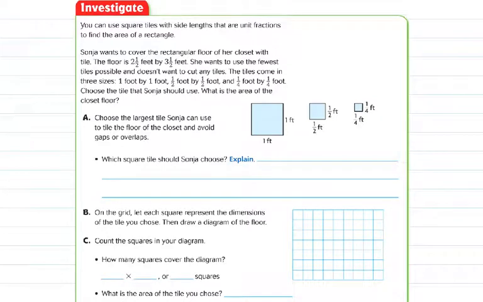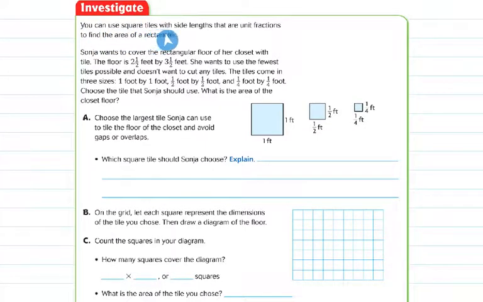Students, in lesson 7.10, we're going to work on area with mixed numbers. Our essential question that will guide us will be, how can you use unit tiles to find the area of a rectangle with fractional side lengths? So, we're going to start with our investigate.